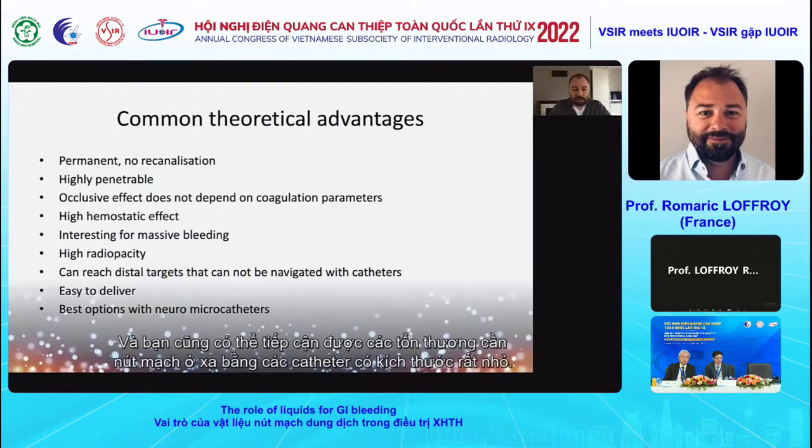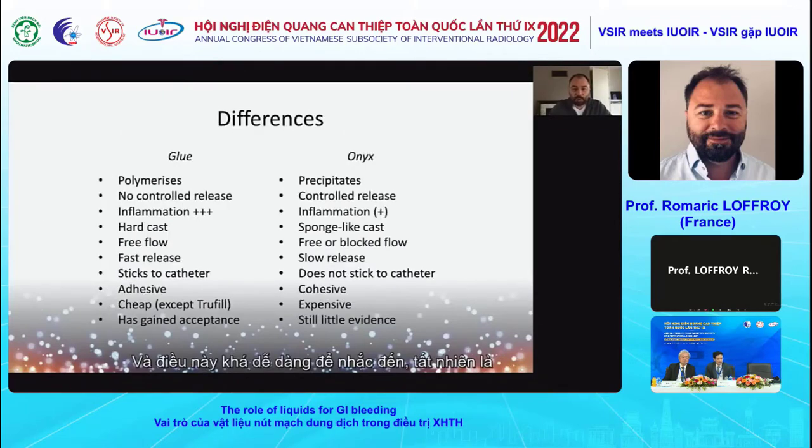You can reach distal targets with very small microcatheters, and sometimes this is the only option because in very small microcatheters you cannot put any coils or plugs, and this is quite easy to deliver.